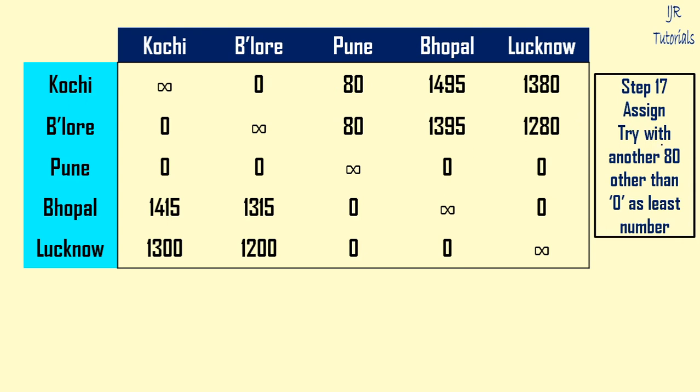So assign, try with another 80. So actually there are two 80s. Already we did the experiment with one 80, but now we have to do the experiment with another 80. So there is one more 80 here. Now we can treat this 80 as the least number other than 0. So start with Kochi, Bangalore. So now this 80 we can directly assign here. So cancel this one.